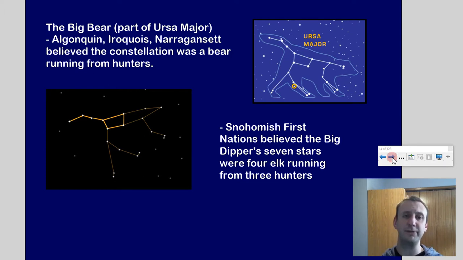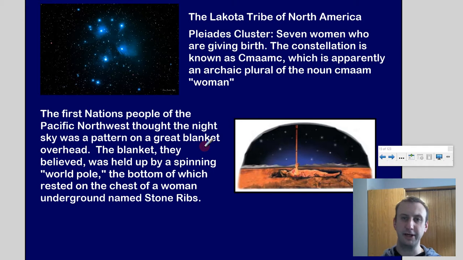So first of all, the Big Bear, part of Ursa Major, I'm going to butcher this, and I'm sorry, the Algonquin, Iroquois, and Narragansett believed the constellation was a bear running from hunters. Snohomish First Nations believed the Big Dipper's 7 stars were 4 elk running from 3 hunters, which is kind of neat. The Lakota tribe of North America saw the Pleiades cluster, I might be saying that wrong, a lot of words here that I am not used to pronouncing, as 7 women who are giving birth, which is kind of neat because these are like star nurseries. But yeah, the constellation is known as, I can't say that, apparently an archaic plural of the noun for women.